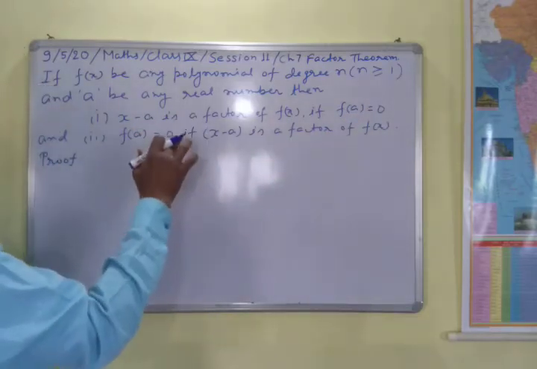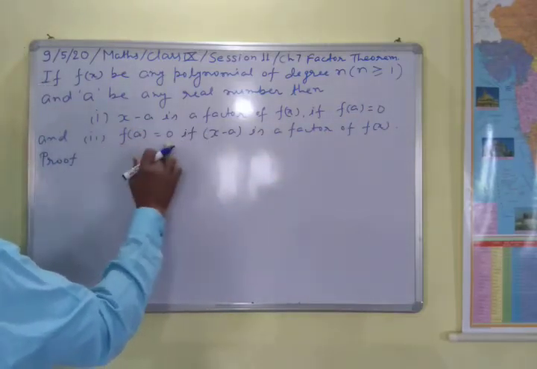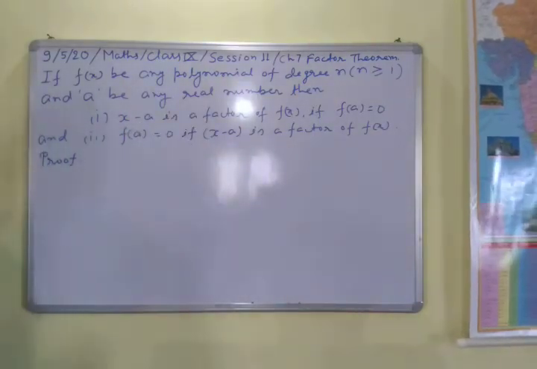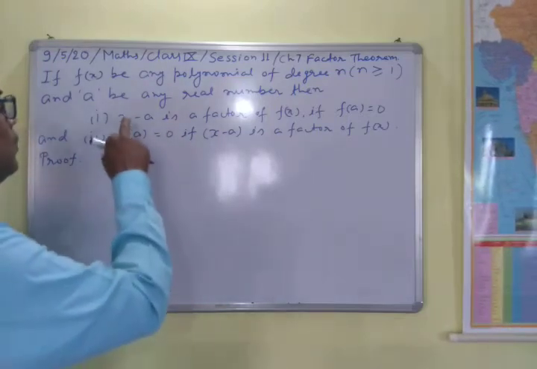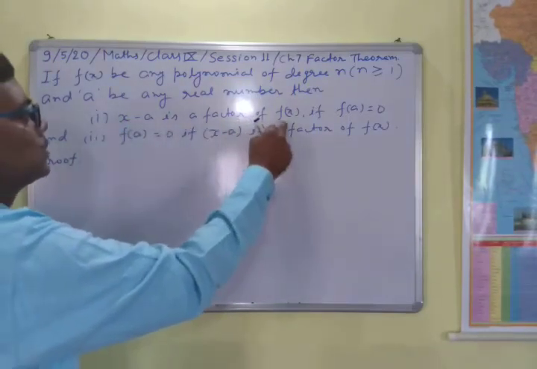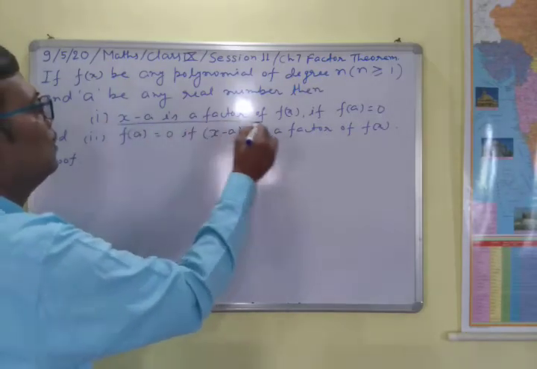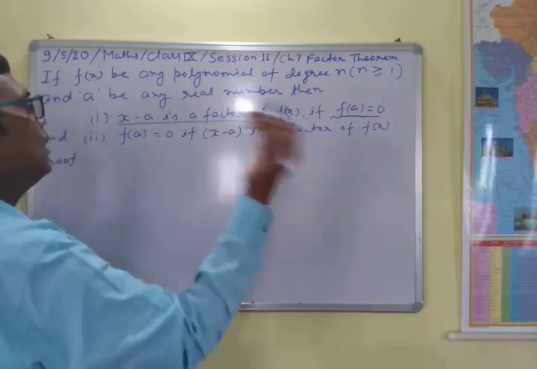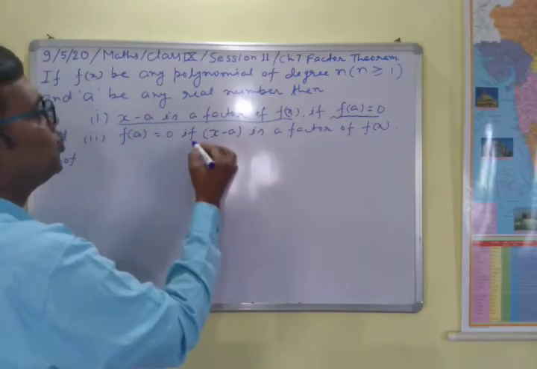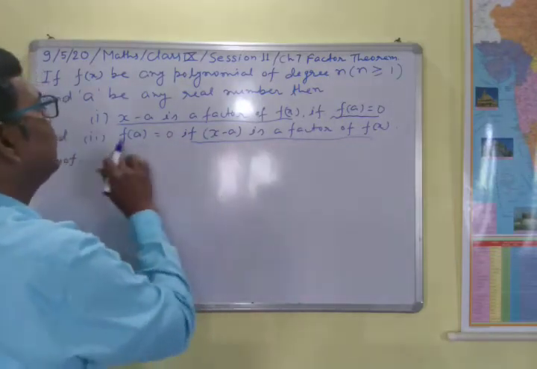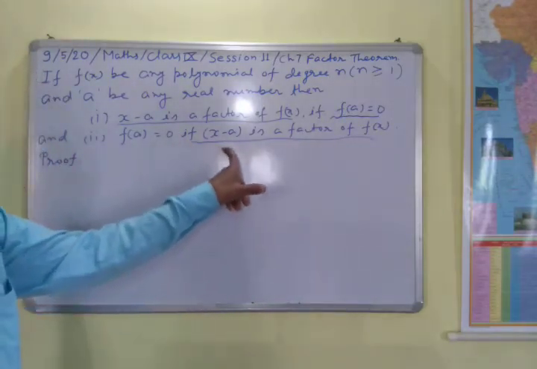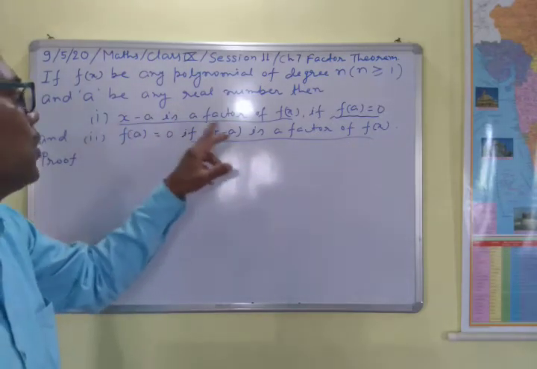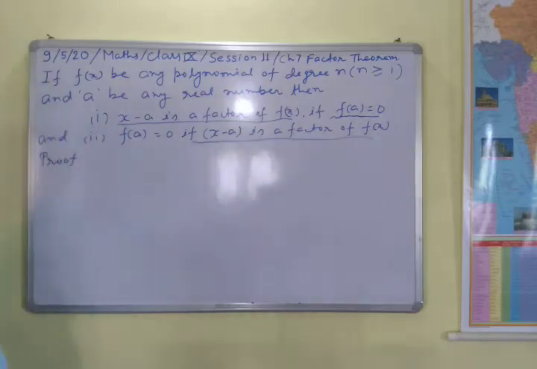And the other statement is that if f(a) equals 0, then x minus a is a factor of this. That is, these are two converse statements. If x minus a is a factor of f(x), then f(a) equals 0, and if f(a) equals 0, then x minus a is a factor of f(x). So these are the two statements here.